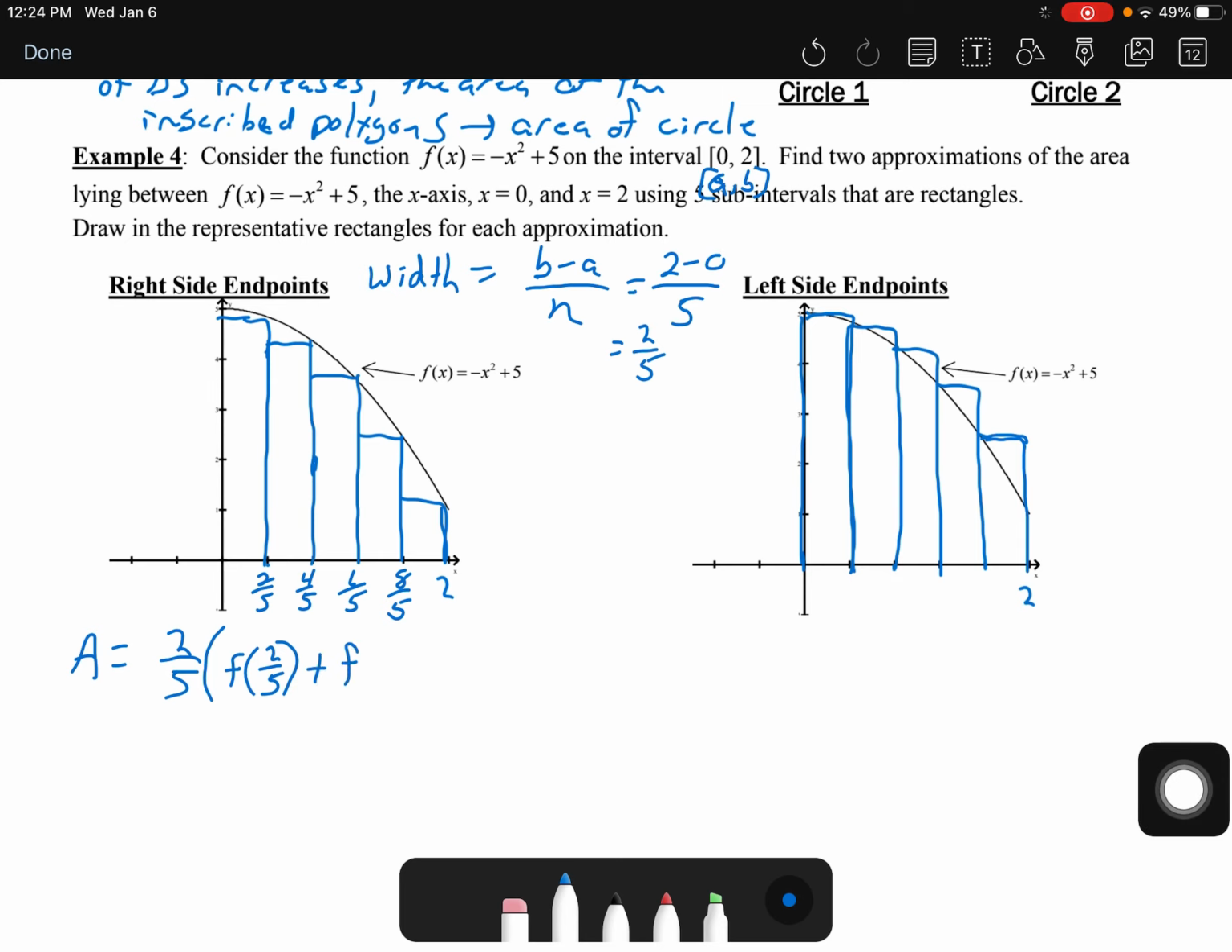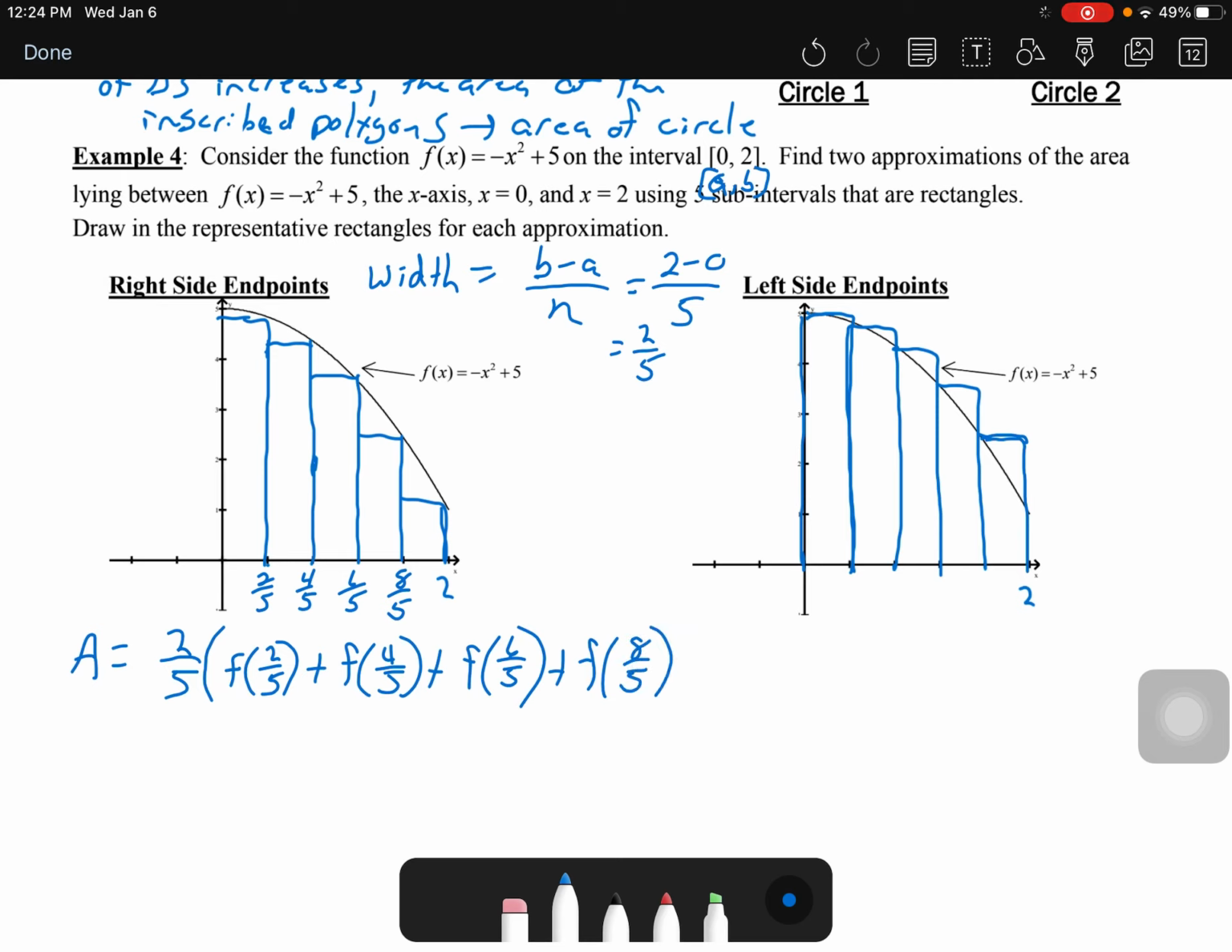Then I'm going to add to that f of the next height, which is f of 4/5, plus f of the next one, 6/5, plus f of 8/5, plus f of 2. This is the way I want to represent that. I know maybe it looks a little confusing, but what we're really doing to get the heights of each of these rectangles is plugging these x coordinates into our function.